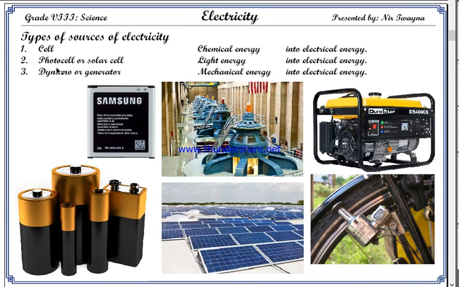So basically there are three types of sources of electricity. Those devices that convert chemical energy into electrical energy are called cells. Those devices that convert light energy into electrical energy are called photocell or solar cell, and those devices that convert mechanical energy into electrical energy are called dynamo or generator. Okay, any confusion up here?